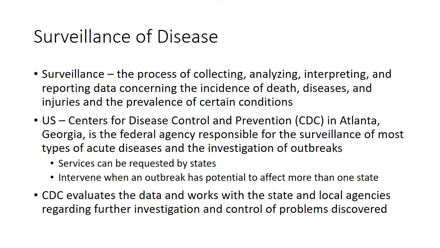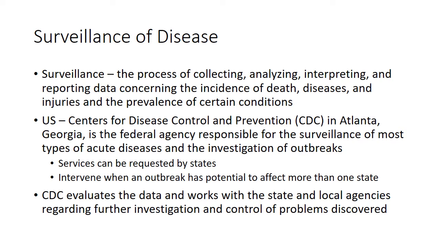So typically, surveillance of epidemiologic issues is the process of collecting, analyzing, and interpreting all the reported data that comes in. It includes several different things, like deaths, diseases, injuries, or the prevalence of certain conditions. We've talked about a lot of those reportable diseases previously. Within the U.S., it's mainly handled by the Centers for Disease Control and Prevention in Atlanta. And there can be some active monitoring for a lot of these conditions.